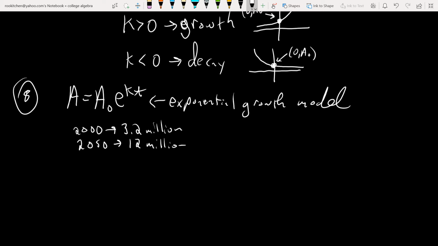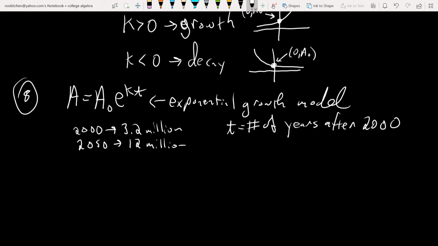Use the exponential growth model in which t is the number of years after 2000. So they want t to equal the number of years after 2000, to find the exponential growth model that models the data.